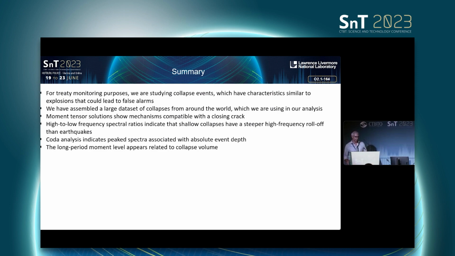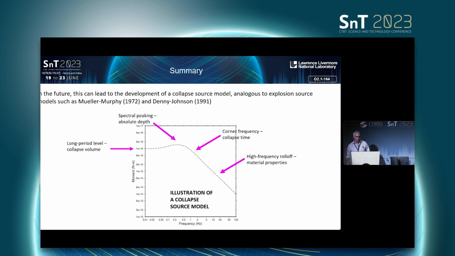The basic story is for treaty monitoring purposes, we really need to identify collapse events because they are nuisance events and they can be confused with explosions. I'm not going to go point by point through this, but I will say in the future, we're driving towards a development of a collapse source model, similar to an explosion source model like Mueller-Murphy or Denny-Johnson, where the long period level would be related to the collapse volume, the spectral peaking would be related to the absolute depth, the corner frequency might tell us something about the collapse time, and the high frequency roll-off can tell us about material properties. So thank you.